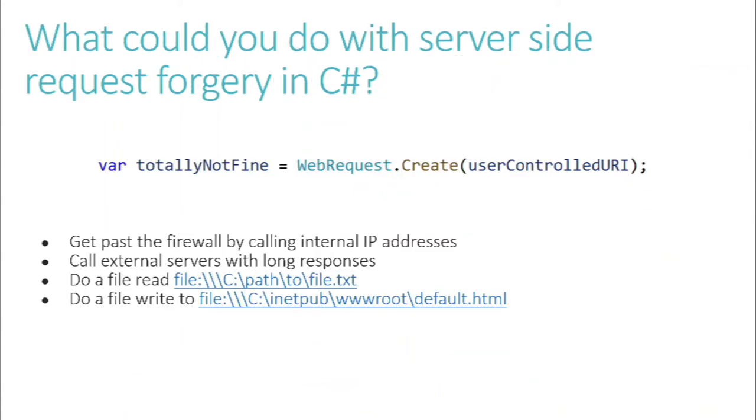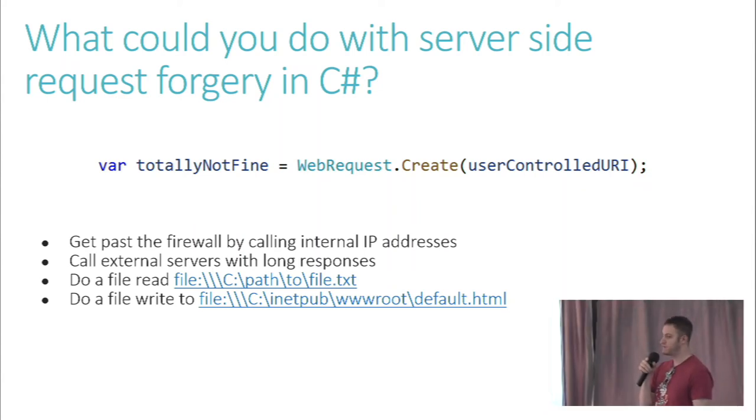Like, let's pretend you had server-side request forgery in C#, just as an example. Well, you can get past the firewall. Here's some other nasty things. You can call servers with long responses. So that's a good, nice little denial of service tactic right there. My favorite thing, though, is that by default in .NET, and you have to check with whatever framework you're using, if it's Java, Ruby, etc., file reads, file writes, and web request calls are essentially the same thing unless you cast them. So you can do a file read to some secret file, or you can write and just take down the website or get remote code execution, which is fun stuff.